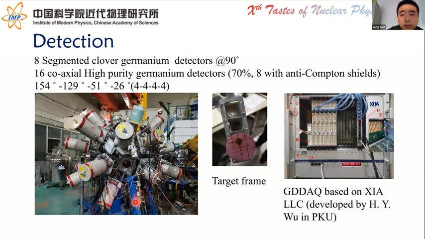This is our detector array consisting of 8 clovers and 16 coaxial germaniums. 8 clovers are all located at 90 degrees, where the germaniums are put in 4 rings. Unfortunately, only 8 anti-Compton shells were equipped during this measurement. The other shells will be installed after a few months. Therefore, we need more statistics. So we employed a DAQ based on XIA digitizer, which allows high counting rates.